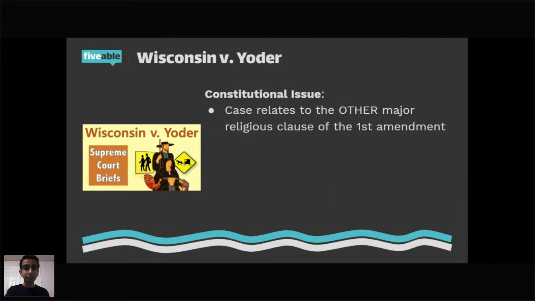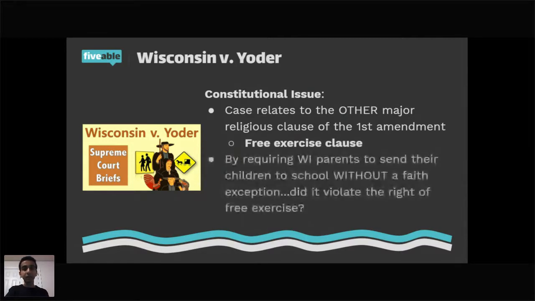So this case did relate to the Free Exercise Clause, and the question was: by requiring these parents to send their children to school without an exception for faith, did it violate their right of free exercise? Because the parents were practicing their religion, they felt that because their religion or culture mandated that students should not attend school past the 8th grade, they didn't have to, because that was their free exercise of religion. However, the question is, is the government interest in kids attending school more powerful than the personal religious interest of those parents?